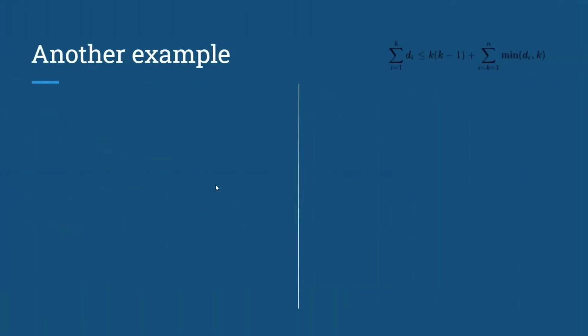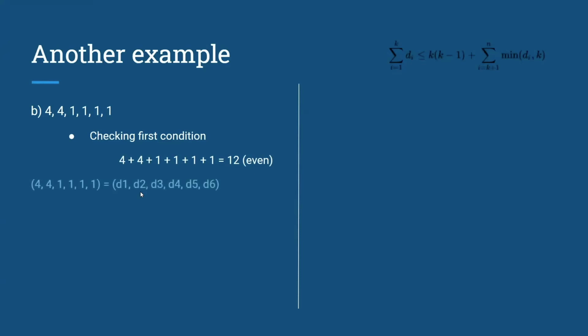And another example from our midterm, 4 4 1 1 1 1. We're going to be using the formula up there, checking the first condition, and it's even. We're going to move on to using the formula to see if it satisfies the condition. So for k equals 1, plugging it into the formula, it gives 4 is less than or equal to 1 times (1 minus 1) plus 1 plus 1 plus 1 plus 1, which comes out to 4 is less than or equal to 5, which is true and holds for k equals 1.